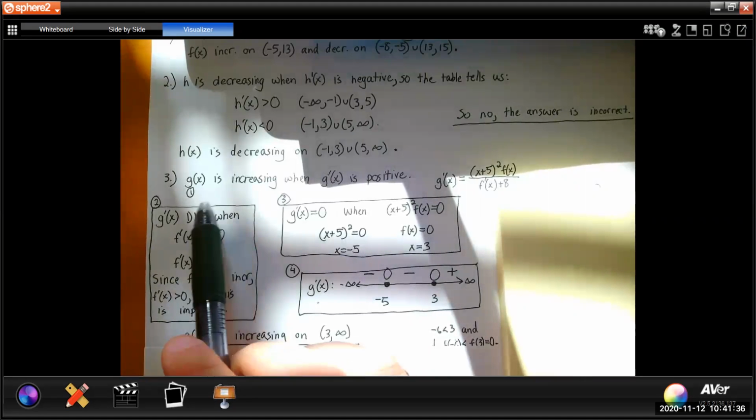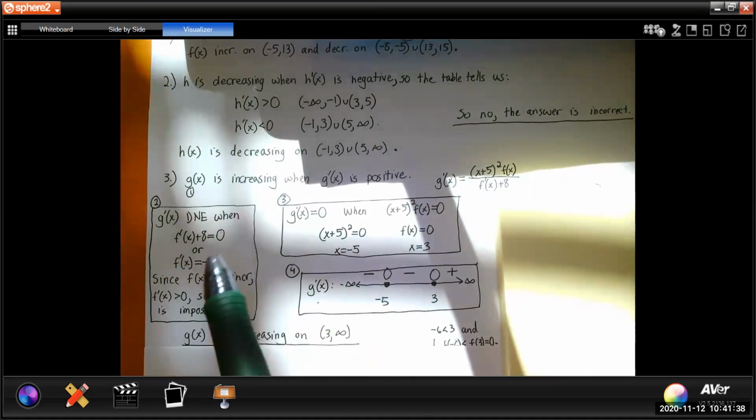So I was talking something about this thing here. So I looked at where g prime of x does not exist, and that may have surprised you because you may not have gone about it that way.